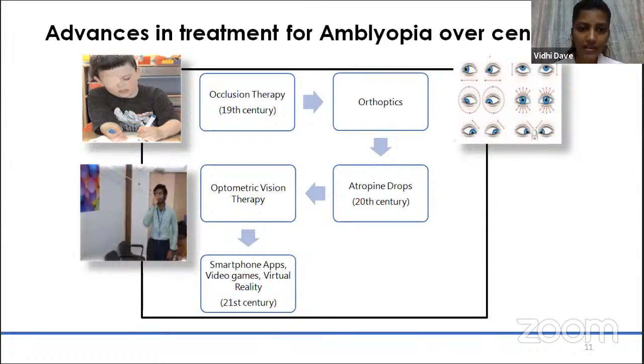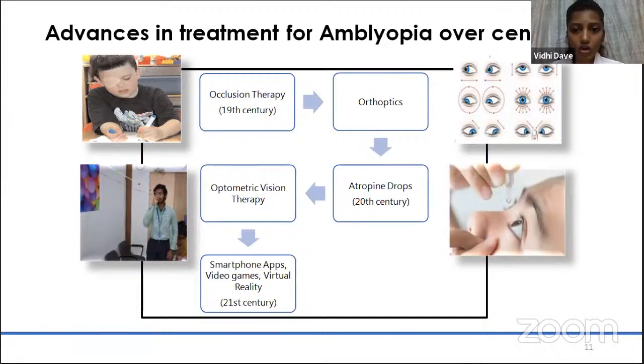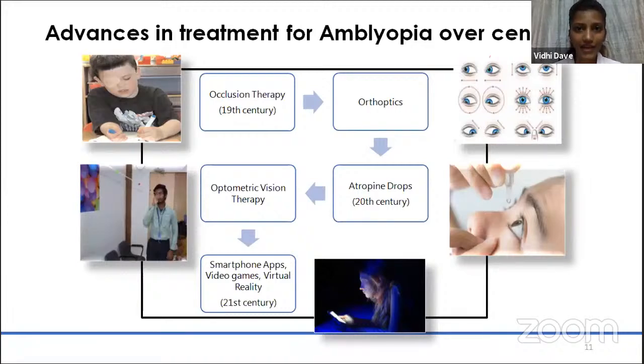Next is optometric vision therapy. So there are a lot of vision therapy centers that are still running throughout the country. They do show good results, but we see that they are pretty expensive. So it may not be affordable for all our patients. Then we see atropine drops. So atropine drops are used to blur the vision in the normal eye. So when the normal eye vision is blurred, the brain usually starts relying a little more on the vision formed by the lazy eye. In the 21st century, smartphone applications and virtual reality started. Therapists started using it for the treatment of amblyopia. Now, these are some of the options that were used until now for amblyopia treatment.